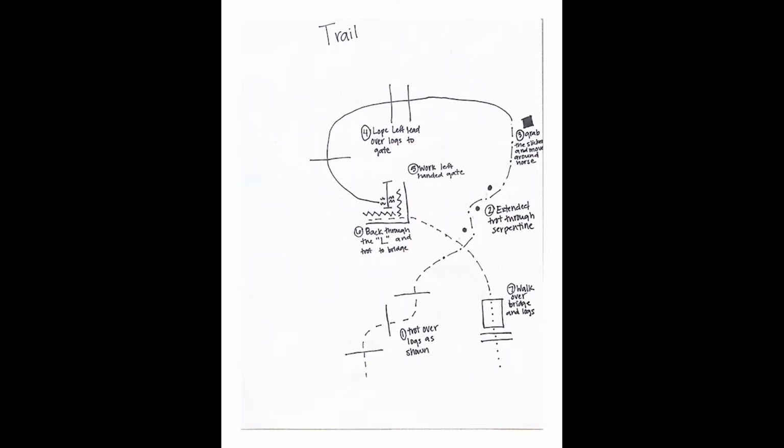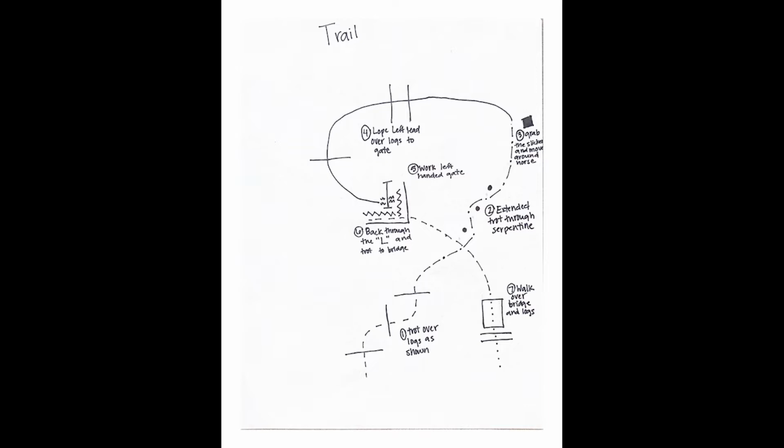Keep in mind the first 2 logs are designed to be one stride in between those logs, and then you have a standalone lope over log where you can choose your stride between the first 2 and the last one. Okay, obstacle number 5 is maybe the most complicated. So we come up at a lope to the gate. They should position themselves for a left-hand gate, and then they will back through the L. So obstacle 5 together is both the left-hand gate and the back through the L.